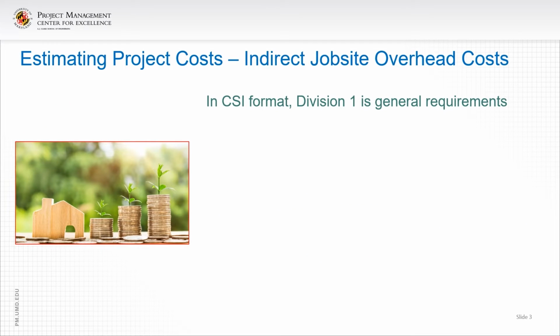In the CSI MasterFormat, Division 1 is general requirements. This line item is also called project overhead. It picks up the costs associated with operating the job site and some home office expenses. Job site costs include the field office people, safety, security, photography, and cleanup. These costs are typically itemized with quantities and unit prices figured exactly.